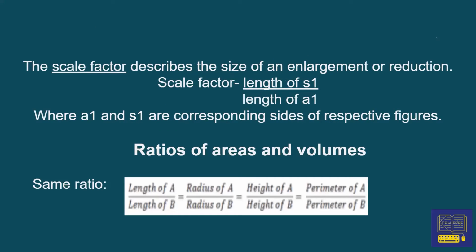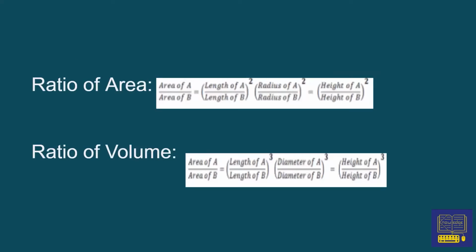The scale factor. The scale factor describes the size of an enlargement or a reduction. It is the ratio of two corresponding sides of two similar figures. We use this to determine various values related to areas, volumes and perimeters. So length of A upon length of B, the ratio of two corresponding sides, is equal to the ratio of their perimeters. We use radius for circles and heights for 3D objects.